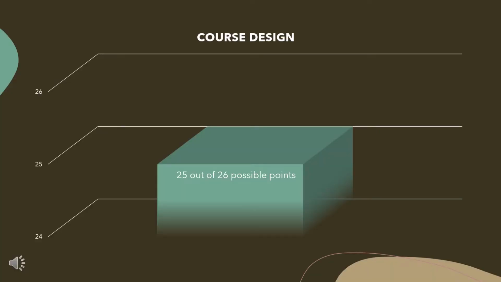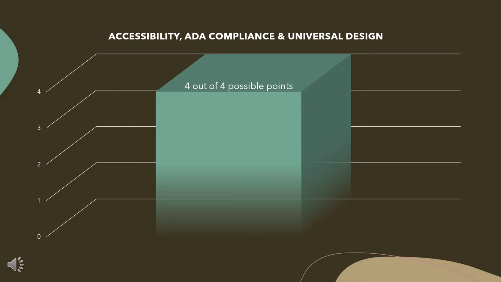The first category of the QCTIP is course design. Out of a total of 26 points, this area was scored 25 points, with only one area scored at a 1 instead of a 2. The indicator for that was course resources are clearly identified and easy to access. The next category is accessibility, ADA compliance, and universal design. There were a total of 4 points possible, and all 4 points were scored in this category.